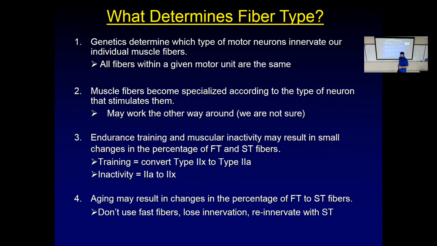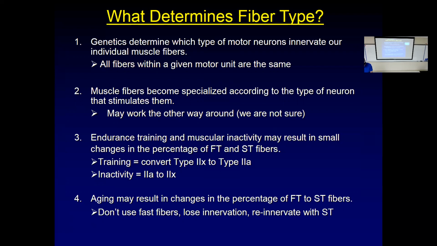What determines fiber type? I told you guys it's genetic, okay? Also a little more complicated than that. There are genes that control what you're going to have. The interesting thing, though, is that all slow twitch fibers are going to be connected to the same collection of motor neurons. So within a motor unit, all of the muscle fibers that are connected to the same motor neuron are going to be of the same fiber type.